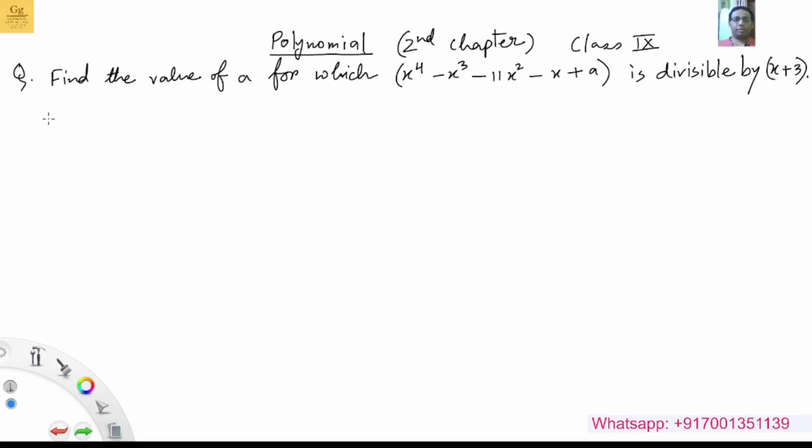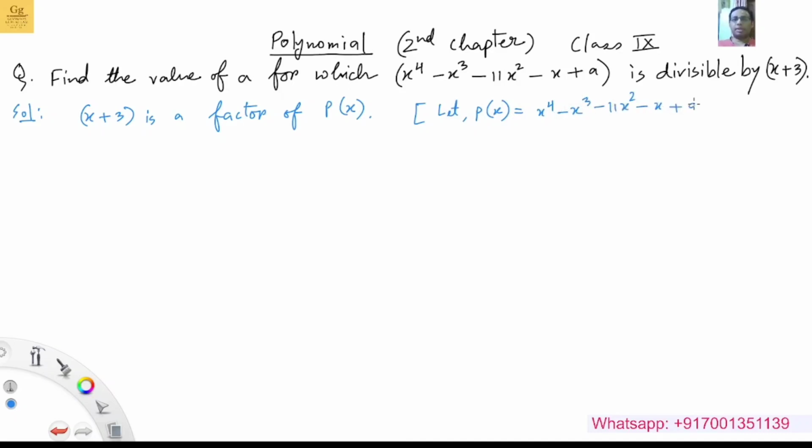Okay ना? So we are starting to solve. Solution. So now x plus 3 is a factor of p(x), and just write down here let p(x) equal to this polynomial. Okay na? x to the power 4 minus x cube minus 11x square minus x plus a. So this polynomial I have written down here.